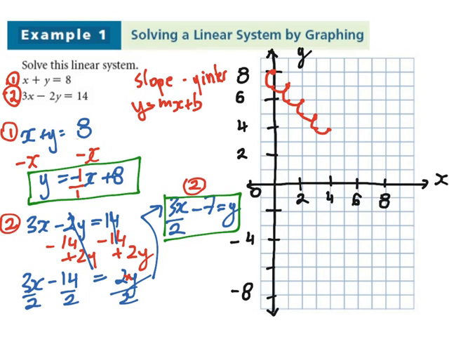Using these points, we'll connect them and we'll draw the equation on the graph. And here it is. This line is y equal to -x plus 8.